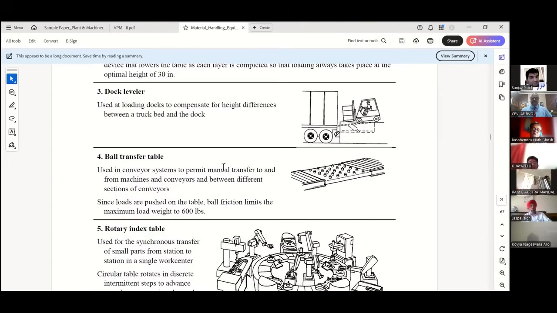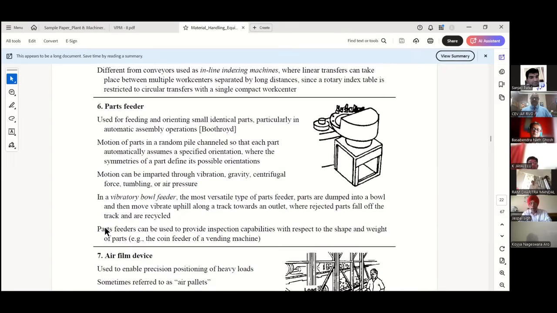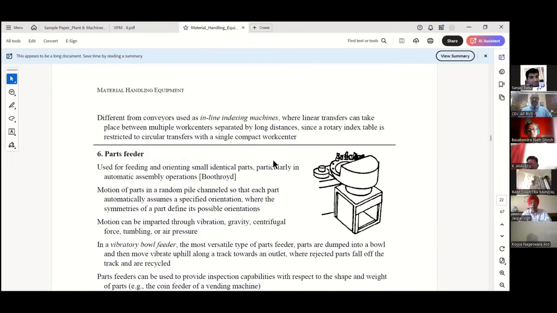Ball transfer tables. So you are finding the balls over the conveyors, particularly when you are using them in a glass factory. Okay? Glass को transfer करने के लिए ball transfer use होता है. Rotary index, using the robotic arm. Okay? Using the robotic arm, 3-dimensional movements के लिए we are using the rotary index.